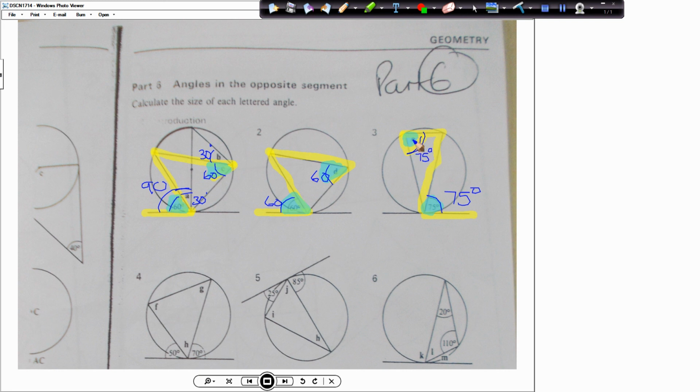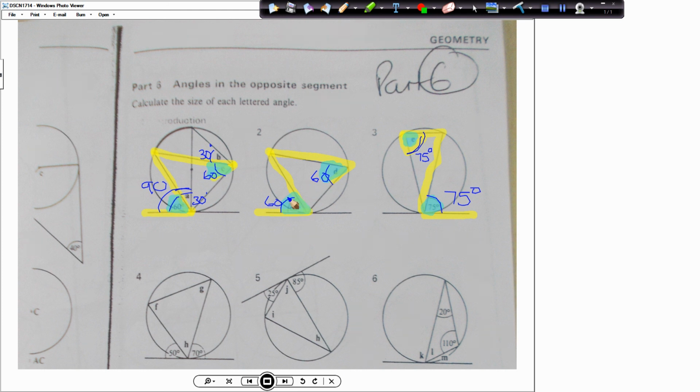So angle E is equal to 75. The reason is: the angle between a tangent and a chord equals the angle in the opposite segment. There's the tangent, here's the chord, so this angle is equal to the angle in the opposite segment. Done. That's our reasoning. We can have forward Zs or backward Zs.